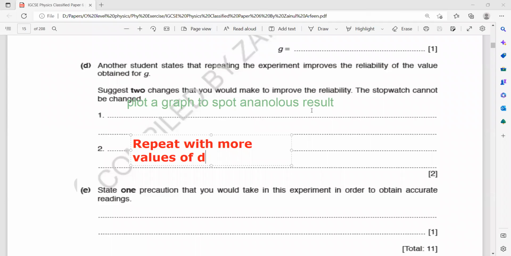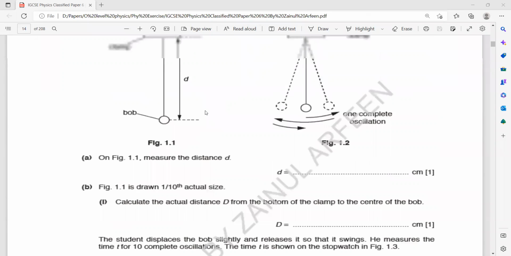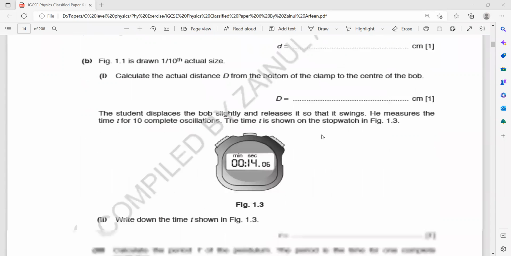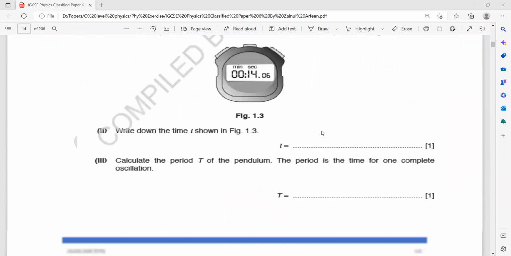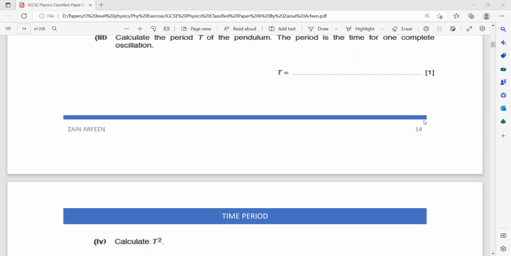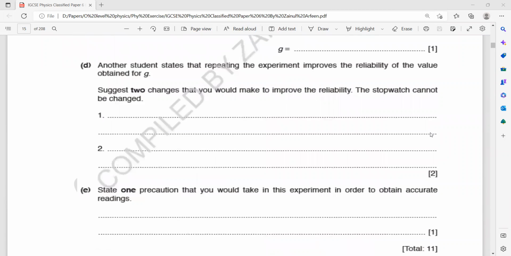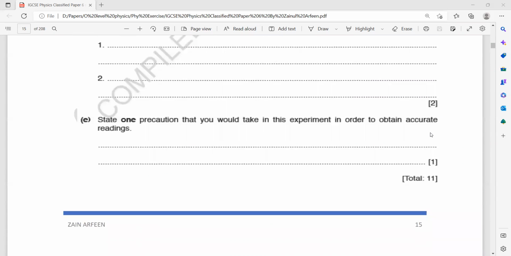Repeat with more values of d. When we have more values, because as you can see, the student did it for only one value of d. He adjusted the length just one time and got the value of gravity. So he should do the experiment with more values of d, or do it for more oscillations.